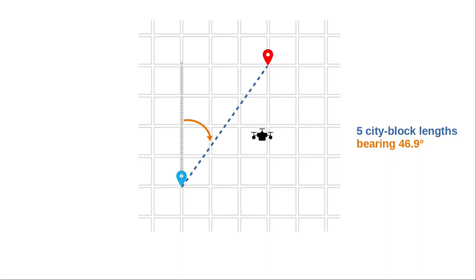But if you're sending the package by drone, you don't care about streets. Instead, you fly the drone 5 city block lengths at a bearing of 46.9 degrees. The buildings haven't changed position, but depending on the method of transportation, we specify the location with one set of numbers for a bicycle and another set of numbers for a drone.